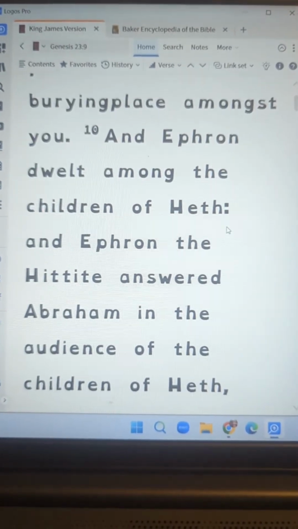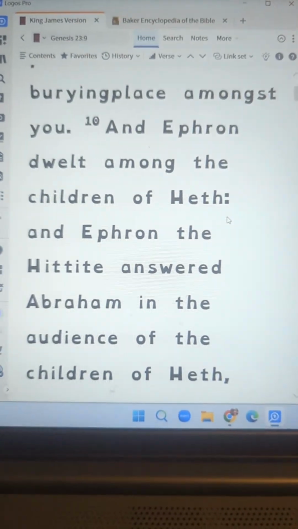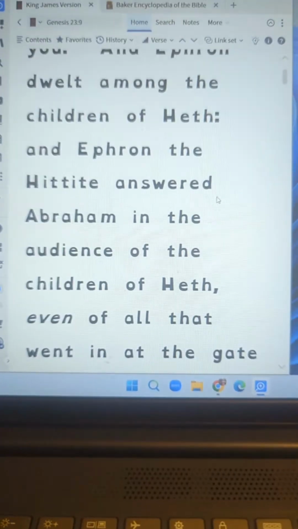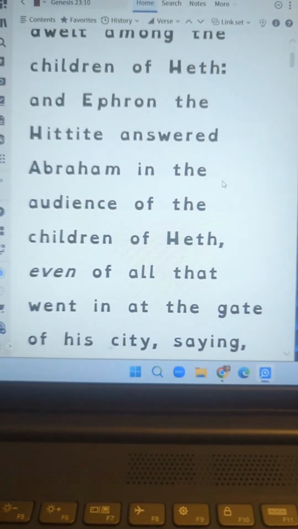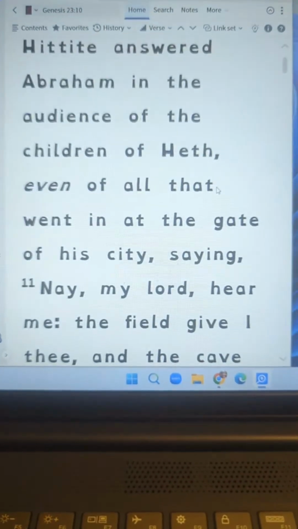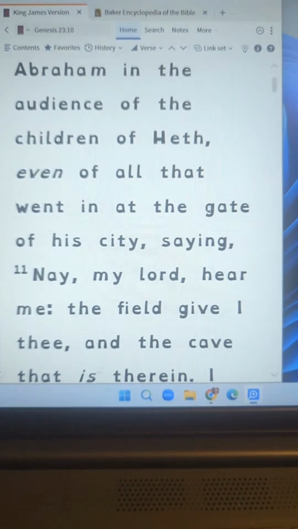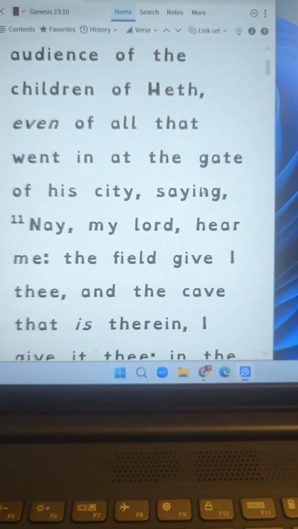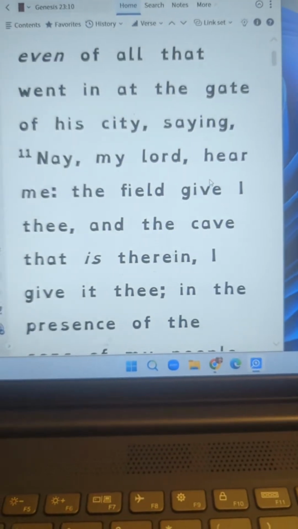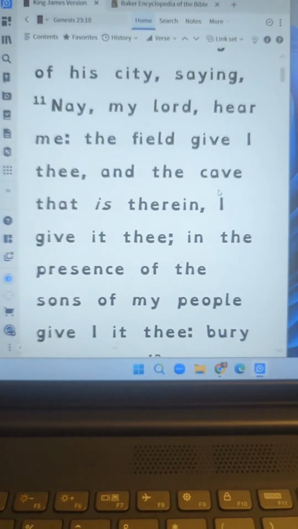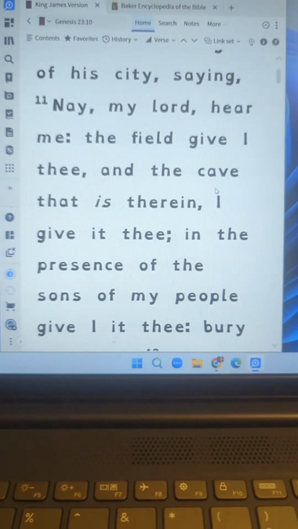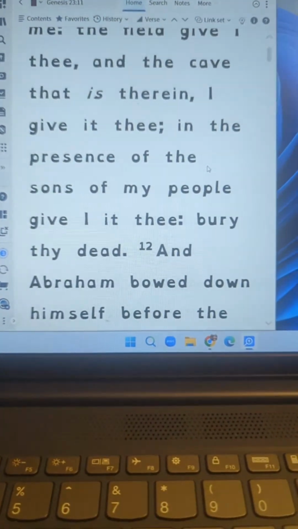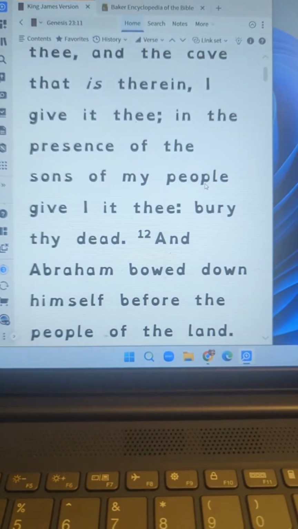And Ephron the Hittite answered Abram in the audience of the children of Heth, even of all that went in at the gate of his city, saying, Nay, my lord, hear me, the field give I thee, and the cave that is therein, I give it thee in the presence of the sons of my people, give I it thee, bury thy dead. And Abraham bowed down himself before the people of the land.